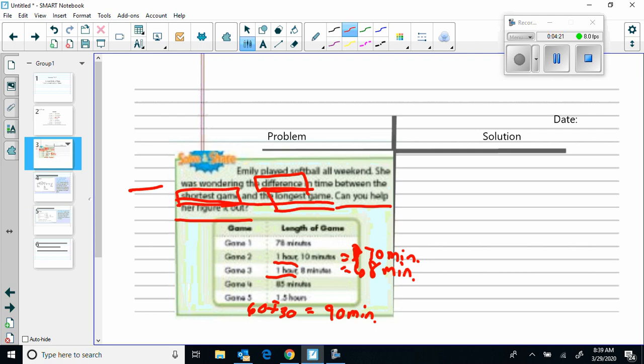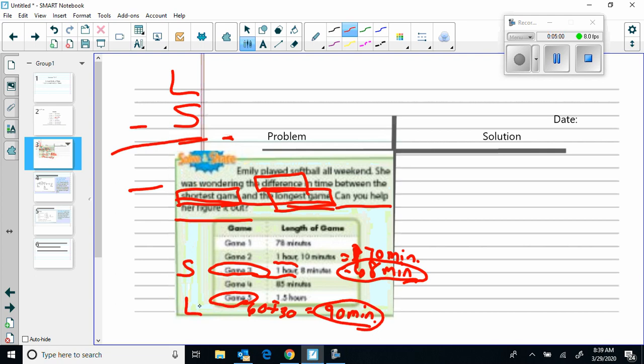So I think the shortest game and the longest game is also important to box because that means we need to subtract the difference in the longest game minus the shortest game. So when we look at the information we're going to use, the shortest game would be the less minutes. So we have 78 minutes, 70 minutes, 68 minutes, 85 minutes, 90 minutes. So game 3 is our shortest game. So that is 68 minutes. And the longest game will be game 5, which is 90 minutes. So we need to take our longest game, which is 90, and subtract from it our shortest game, which is 68 minutes.